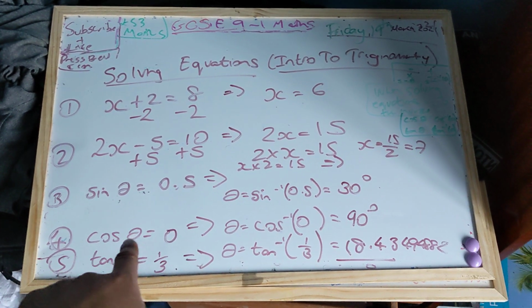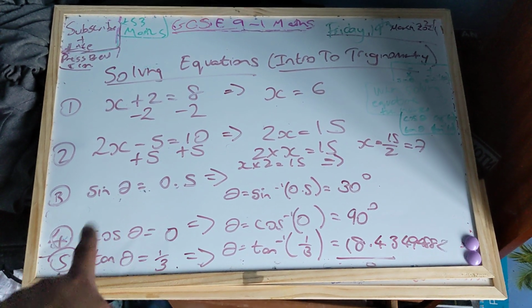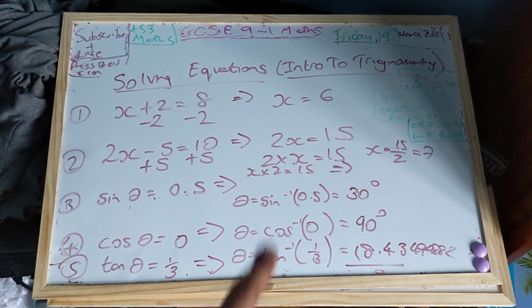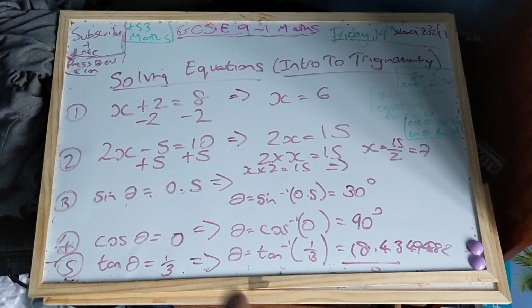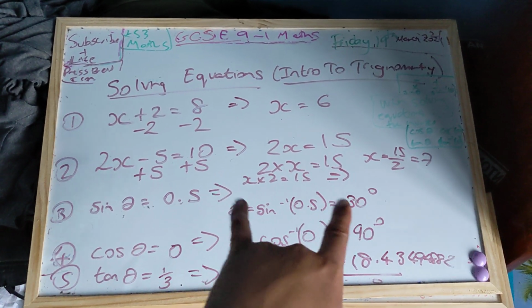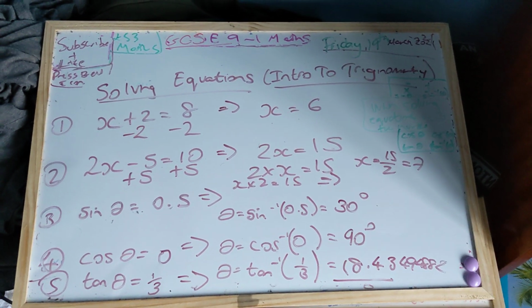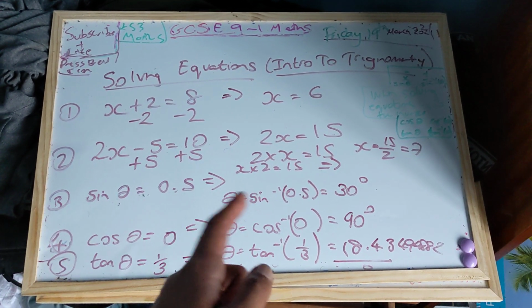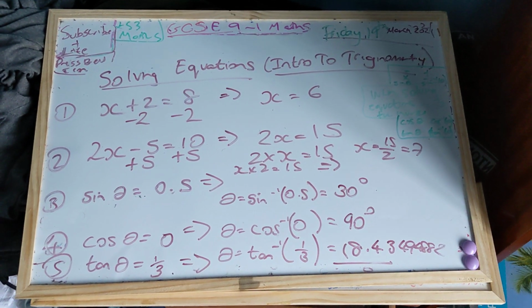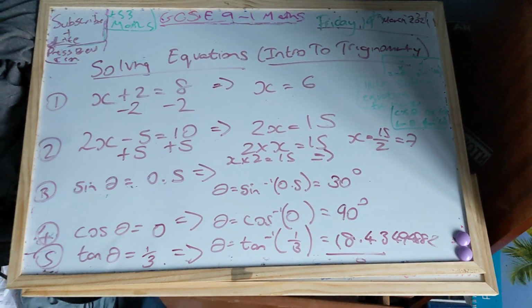Cos theta equals 0. The opposite of doing cos is cos inverse. So cos inverse of 0 equals theta, which is 90 degrees. Again, this one also has infinitely many solutions. I'm going to come on in the next video to talk about what I mean by infinitely many solutions and how to solve these graphically.